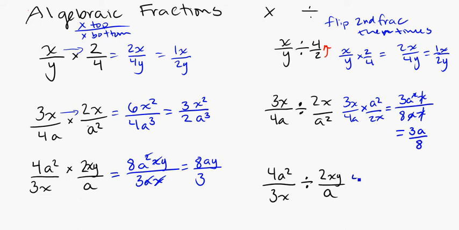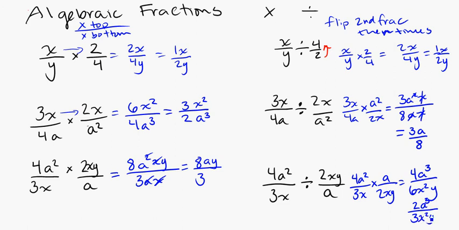Same idea here. 4a squared over 3x, timesing by a over 2xy, flipping the second fraction. We get 4, and this is now a squared times a, so we get 3 a's on top for a cubed. And we have 3 times 2, which is 6, and x times x, which is x squared, and the y. Looking to see if I can simplify that any further. I can't change the a, the x, or the y, but 4 and 6 I can change to 2 over 3, a cubed, x squared, y.